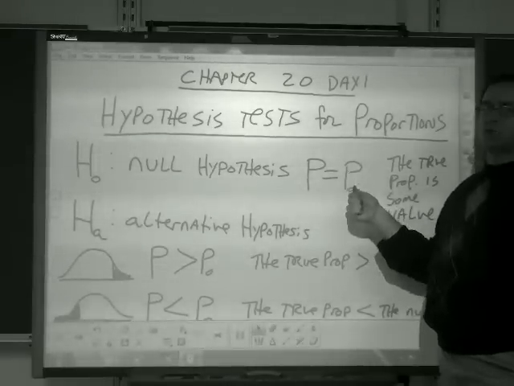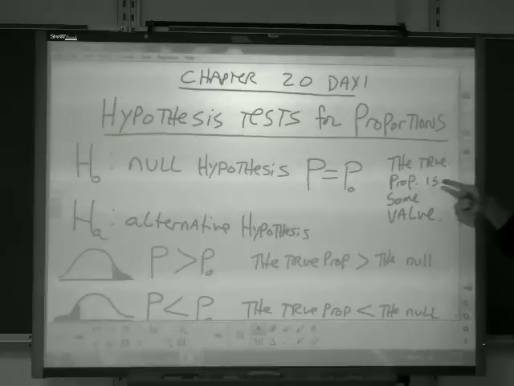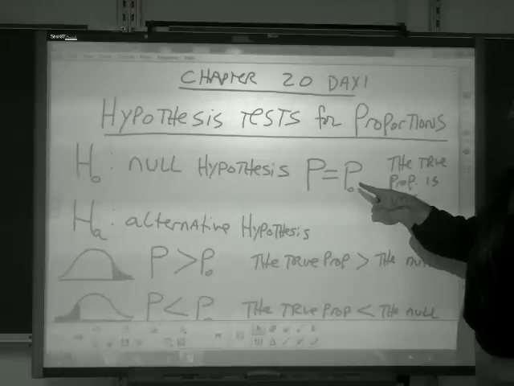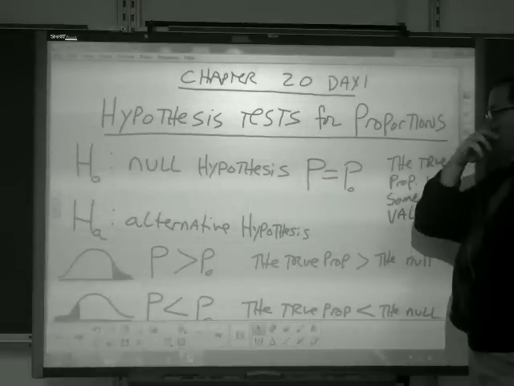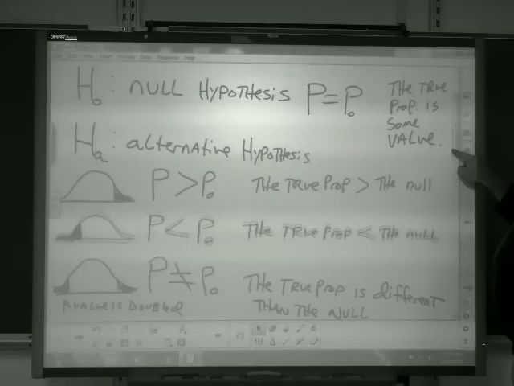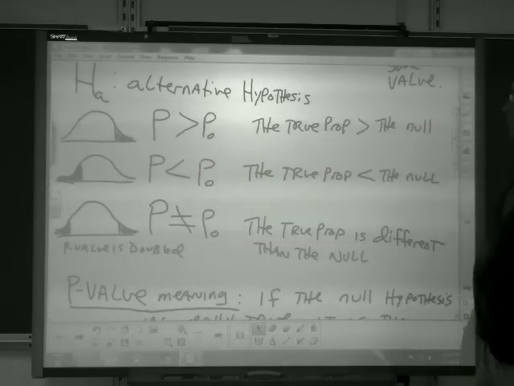So this P sub 0 is just some number. So the true proportion is some value. This will be a decimal. The true proportion is some decimal. The alternative hypothesis actually has 3 options.